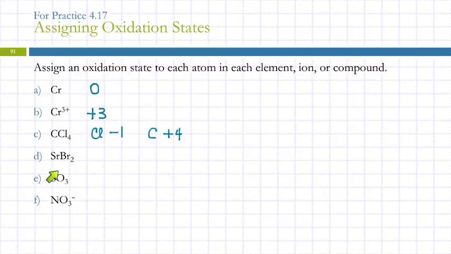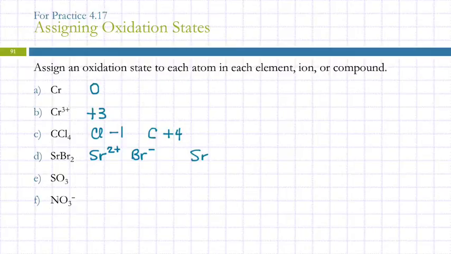How about SrBr2? Well, what kind of a compound is it? It's ionic. So this has 2 ions in it, right? It has strontium ion and it has bromide ion. Those are both monatomic ions. The oxidation state is the same as the charge. So that's a lot less thinking.